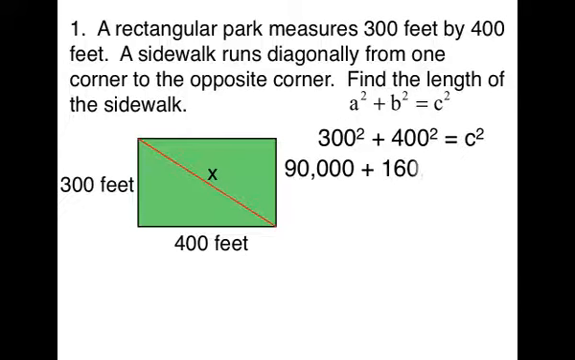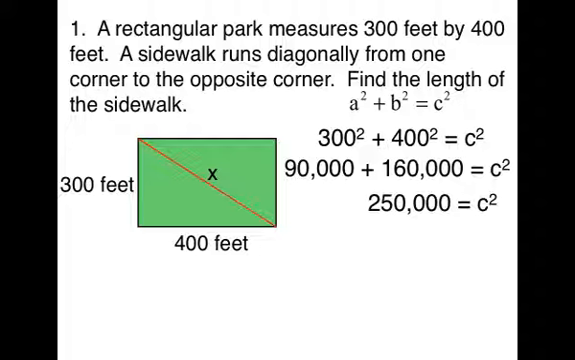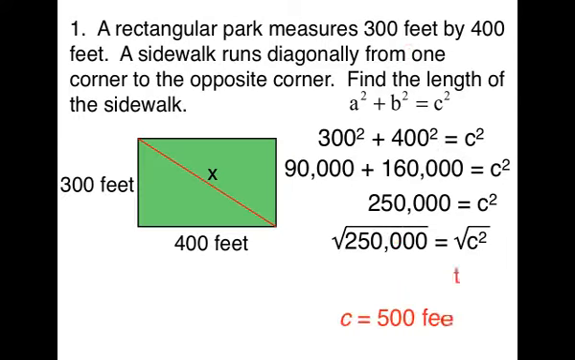So if we square those out, we get 90,000 plus 160,000 equals C squared. Add them up, you'll get 250,000 equals C squared. Take the square root of both sides. Remember, we're not going to worry about the negative square root because we're talking distance here, so we don't have to worry about that. And we'll get C is equal to 500 feet, so the sidewalk is 500 feet long.